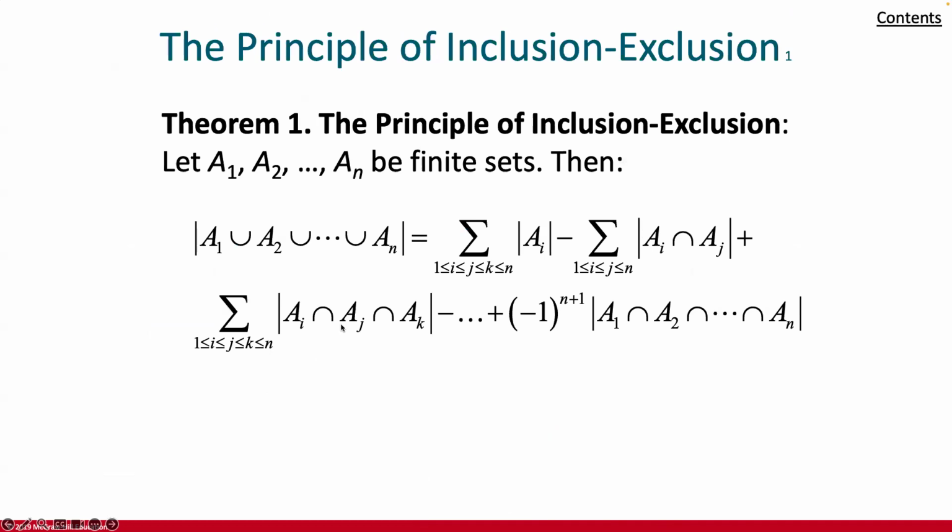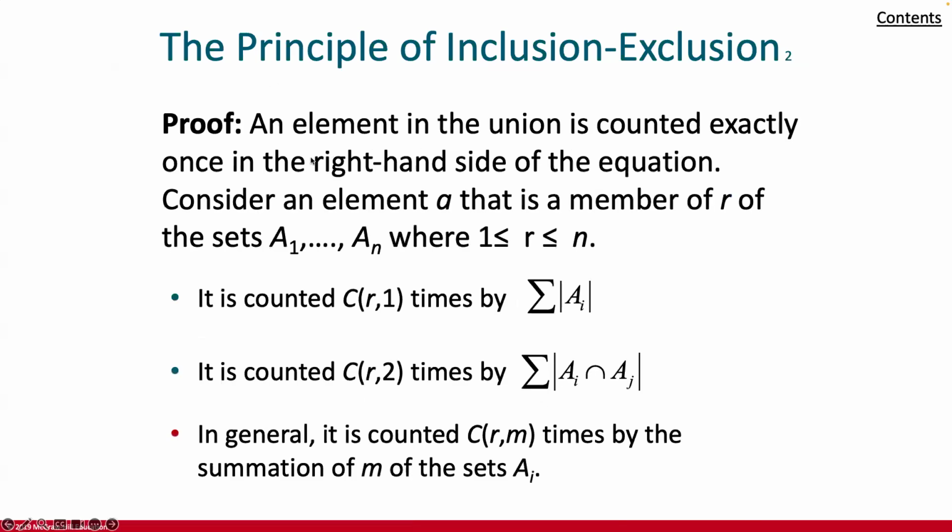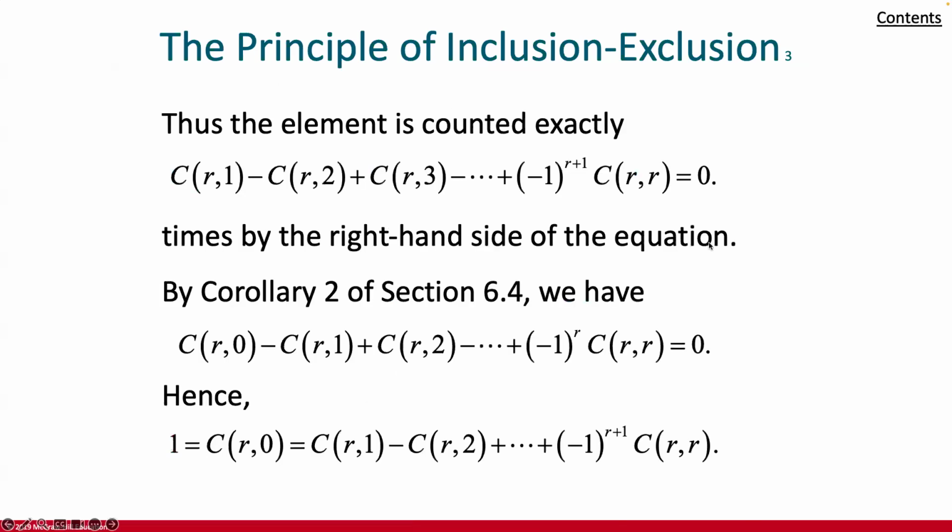So here is the principle of inclusion exclusion. The principle of inclusion exclusion: let A1, A2, through An be finite sets. Then we have this type of relationship that we can be utilizing. I'm not going to walk through the proof, but this is something that Rosen has, and you can take your time to go through that. So that's about the amount of time I want to be spending on that section.